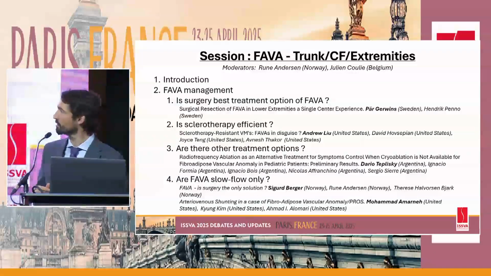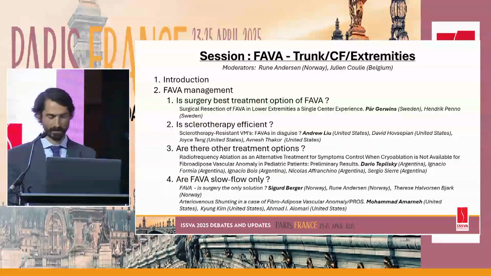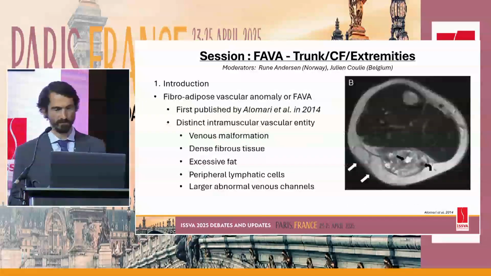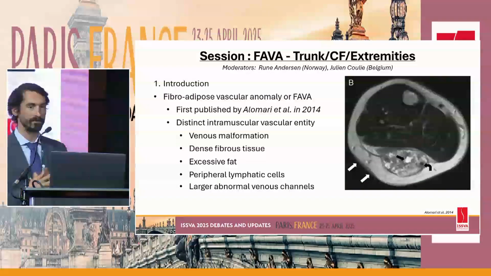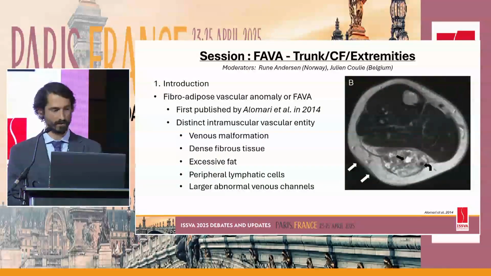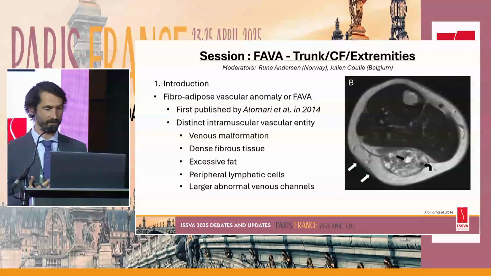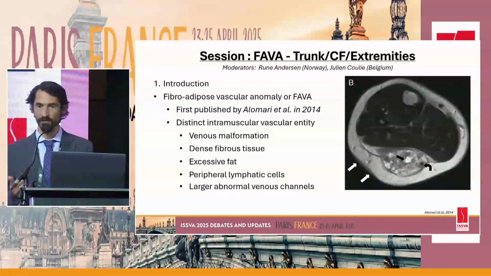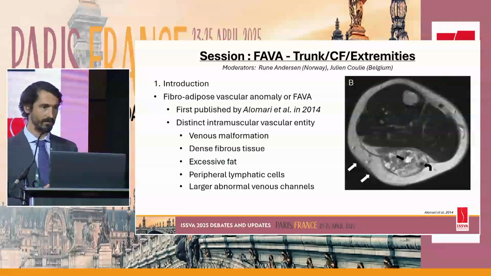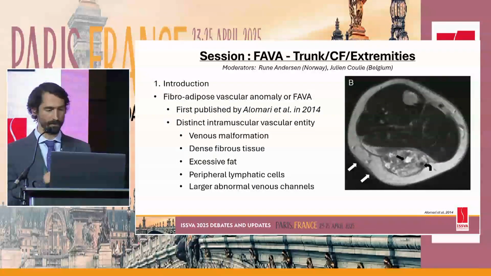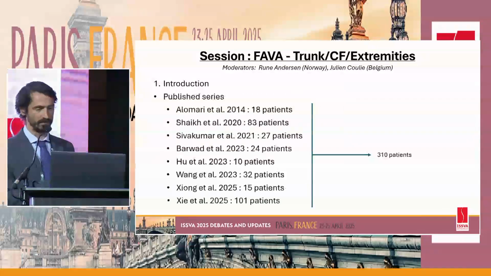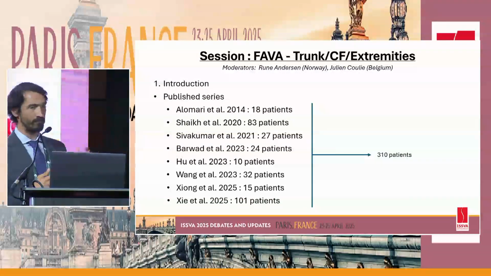Good afternoon, everyone. Thank you very much, Rune. I have just two or three quick slides to give an introduction to the subject. So what is Fava exactly? As you all know, it was first described and published 10 years ago as a distinct intramuscular vascular entity composed of venous malformation, dense fibrous tissue with excessive fat. It also contains some peripheral lymphatic cells as well as larger abnormal venous channels, as clearly described in the first article. Since then, a few case series have been published.